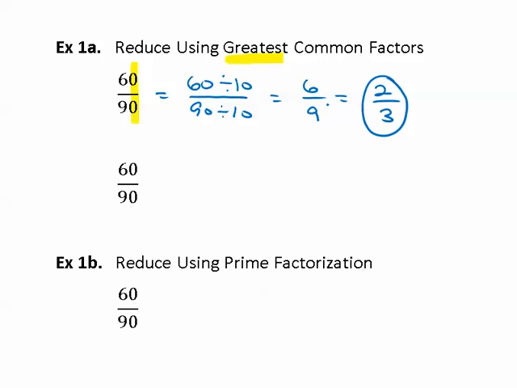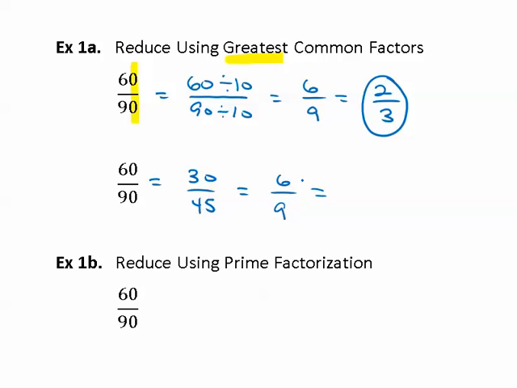Now, let's say that you didn't know that. If you know that 60 and 90 are divisible by 2, you could have started there. For example, 60 divided by 2 is 30. And then 90 divided by 2 is 45. Now, using this method, you just really have to be good with your division. Now, you might look at this and say, wait a minute, they're both divisible by 5. 30 divided by 5 is 6. 45 divided by 5 is 9.